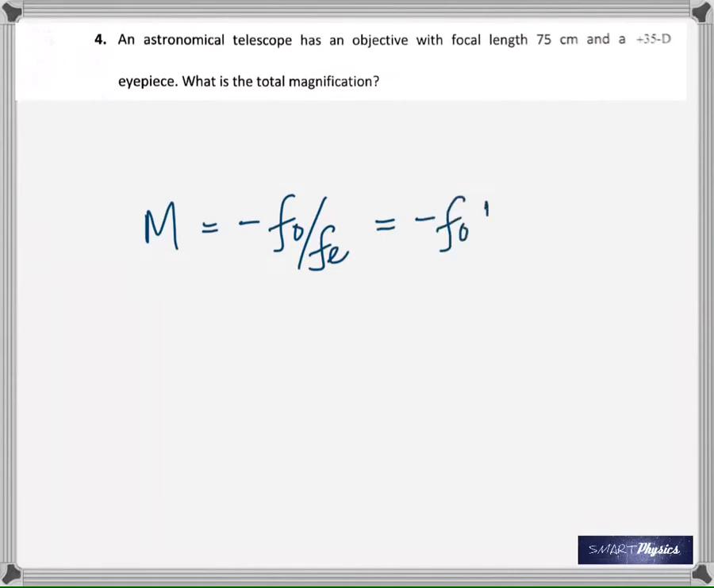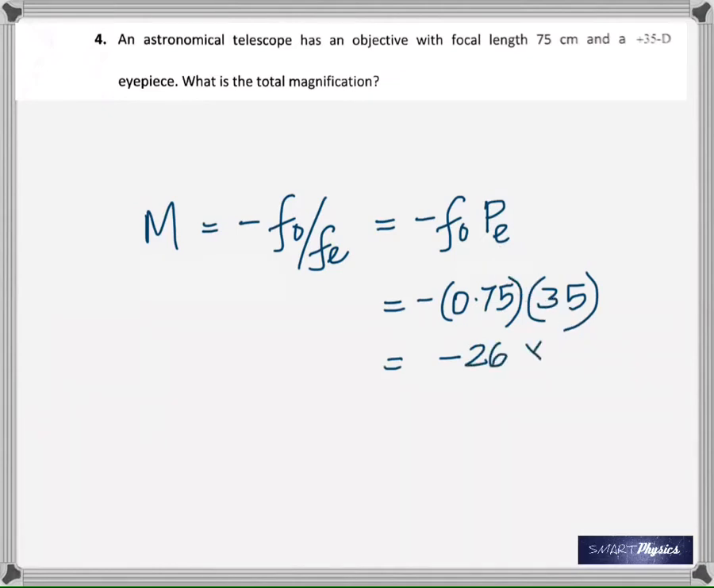And you know that 1 by FE is nothing but the power of the eyepiece, which is given. So it's a direct question. The magnification is going to be 26 times, okay? Magnification is 26 times, and the final negative shows it doesn't matter actually, just know that it's 26 times.